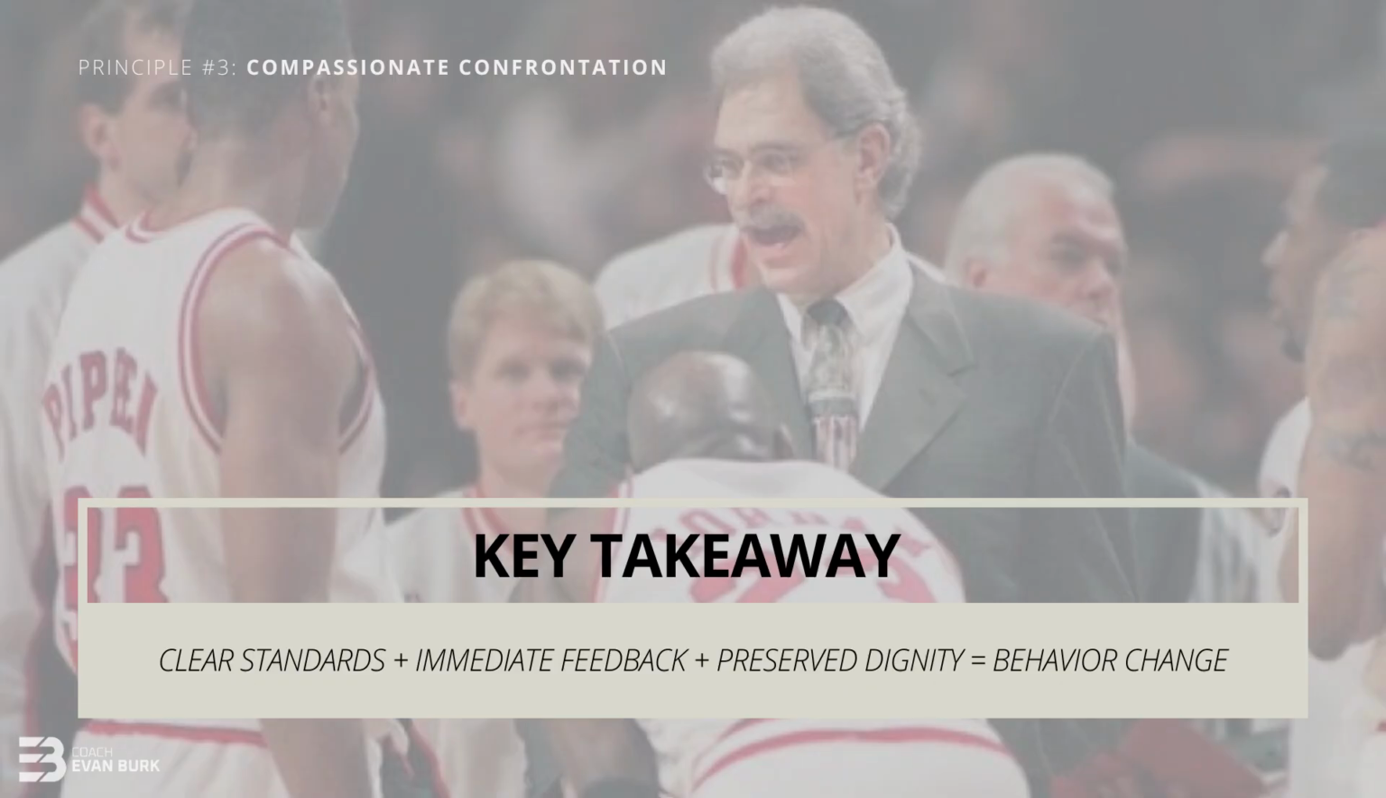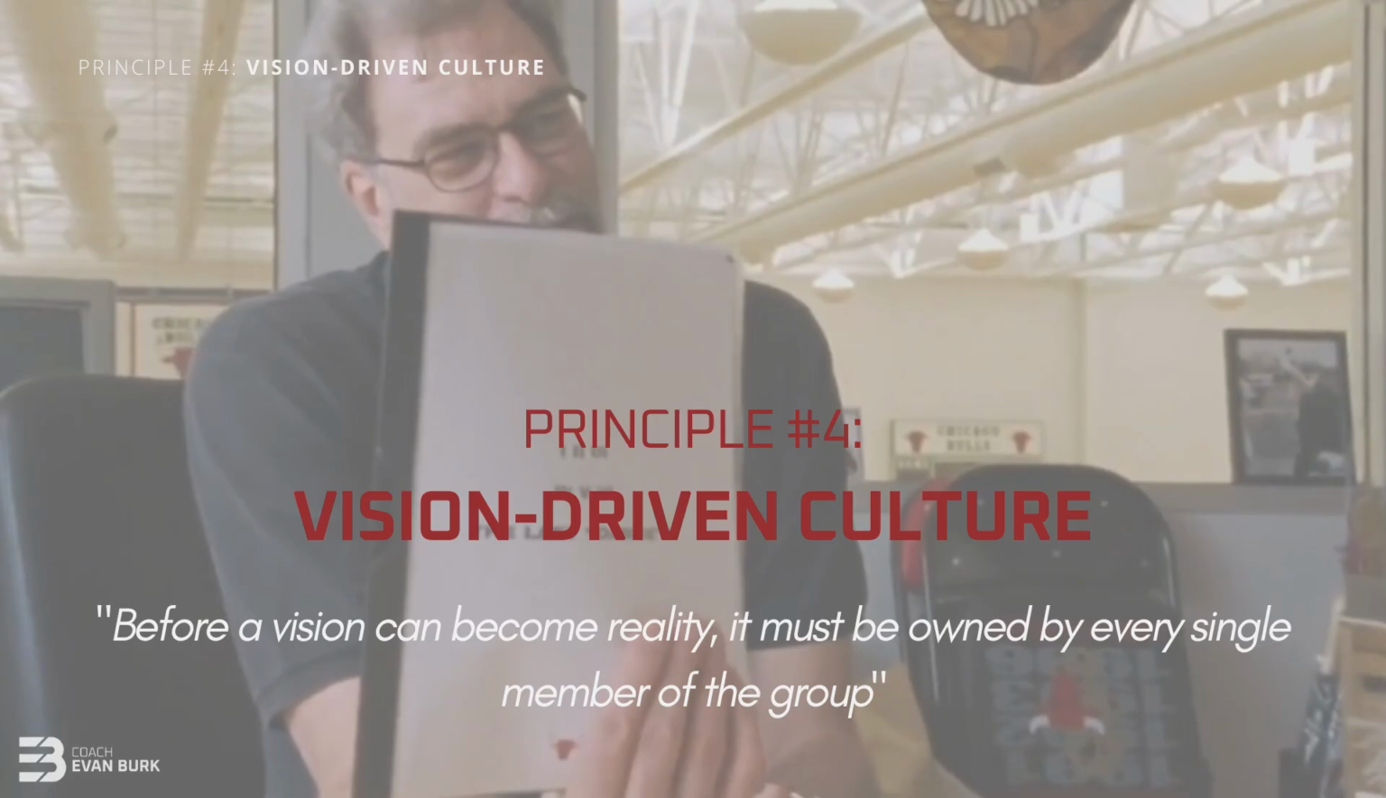This is what I see missing in most organizations. Leaders who either enable bad behavior or destroy relationships when they address it. Jackson understood that confrontation without compassion creates enemies, but compassion without confrontation enables dysfunction. The key takeaway here: have clear standards, immediately give feedback, and preserve dignity. That's how you get behavior change.